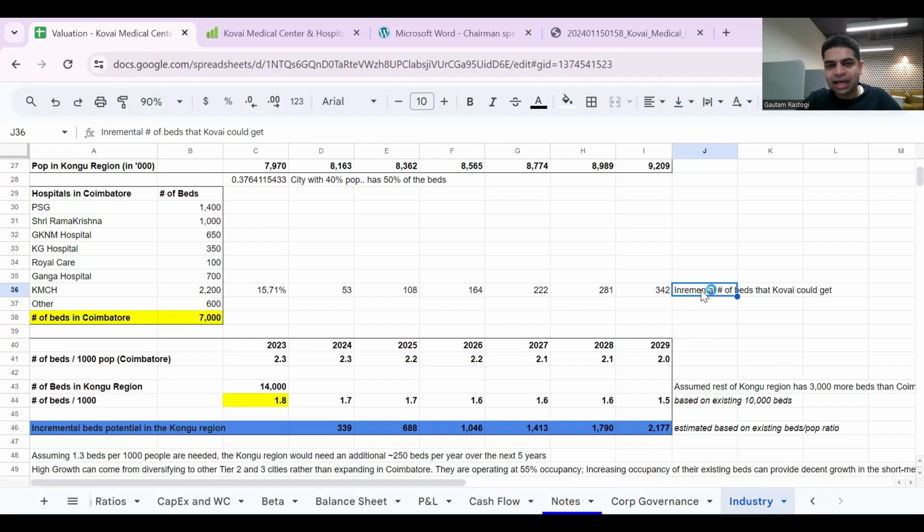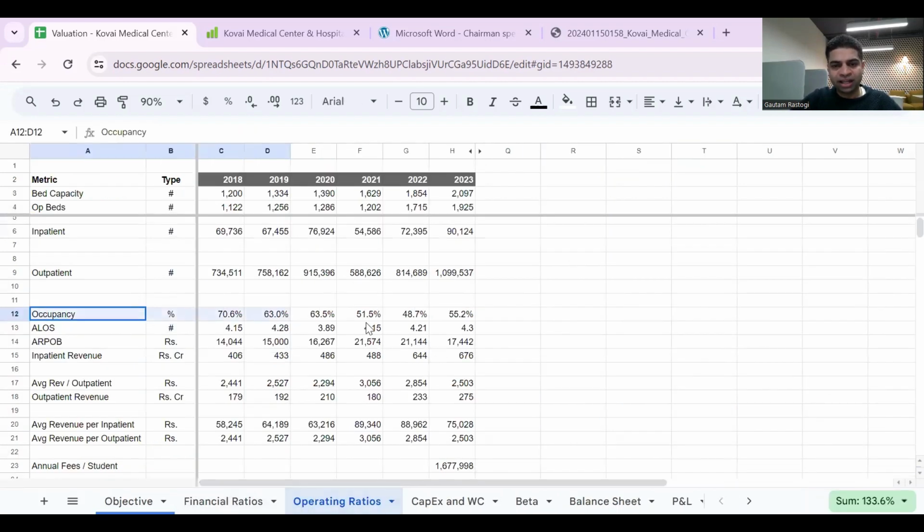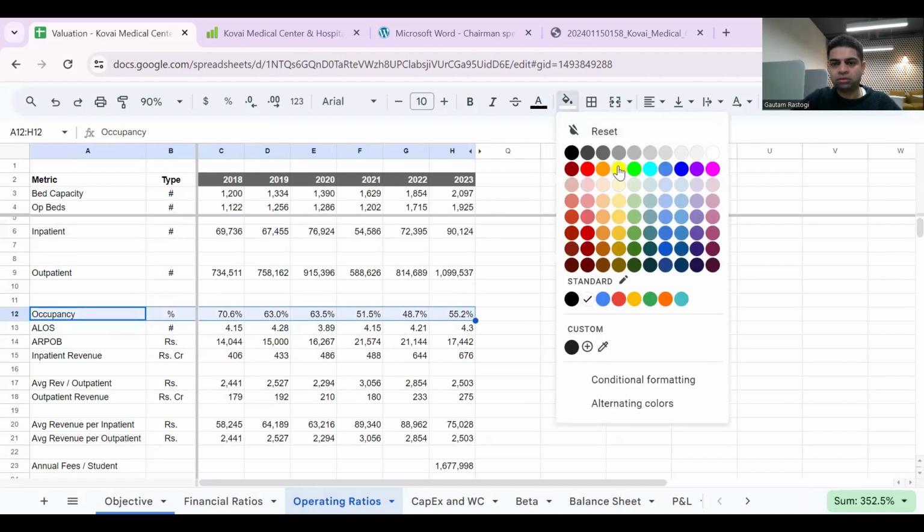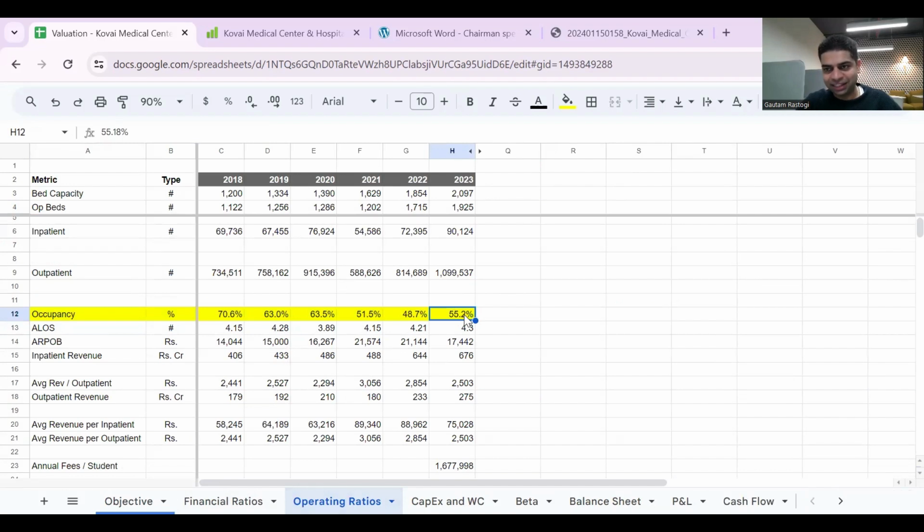And if they just had capacity, if you look at their operating ratios, look at this metric here. Let me highlight it. Right now they're at 55% capacity. So I really doubt that they're going to increase the number of beds until they reach optimal capacity. In fact, I also read through the report by a credit rating agency, which was released just 10 days back. I'll pull that up as well. You should also look at credit rating reports by credit rating agencies, because they also provide a lot of information.